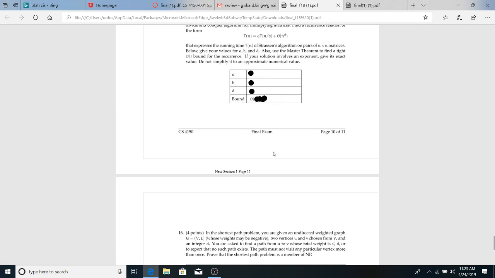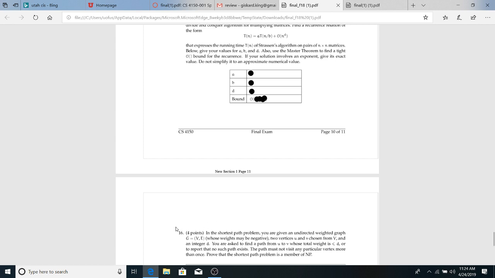Okay, so now we're going to have some quick free response questions. So this one is talking about, you have an undirected weighted graph. So notice it didn't say anything about the weights, so they could be negative, right? So two vertices are chosen at random, and you're trying to find a path from U to V where the total is less than or equal to D, right? So we're trying to see, can we get to this location with a cost D, right?